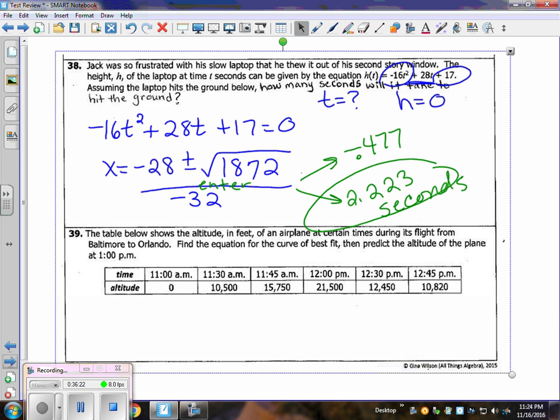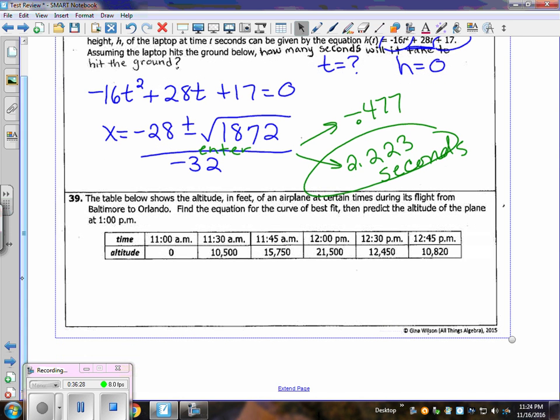All right, the table below shows the altitude in feet of an airplane at certain times during its flight from Baltimore to Orlando. Now, honors and Math 1, you guys keep saying Math 1. Period 1 have this problem. So let's take a look here.